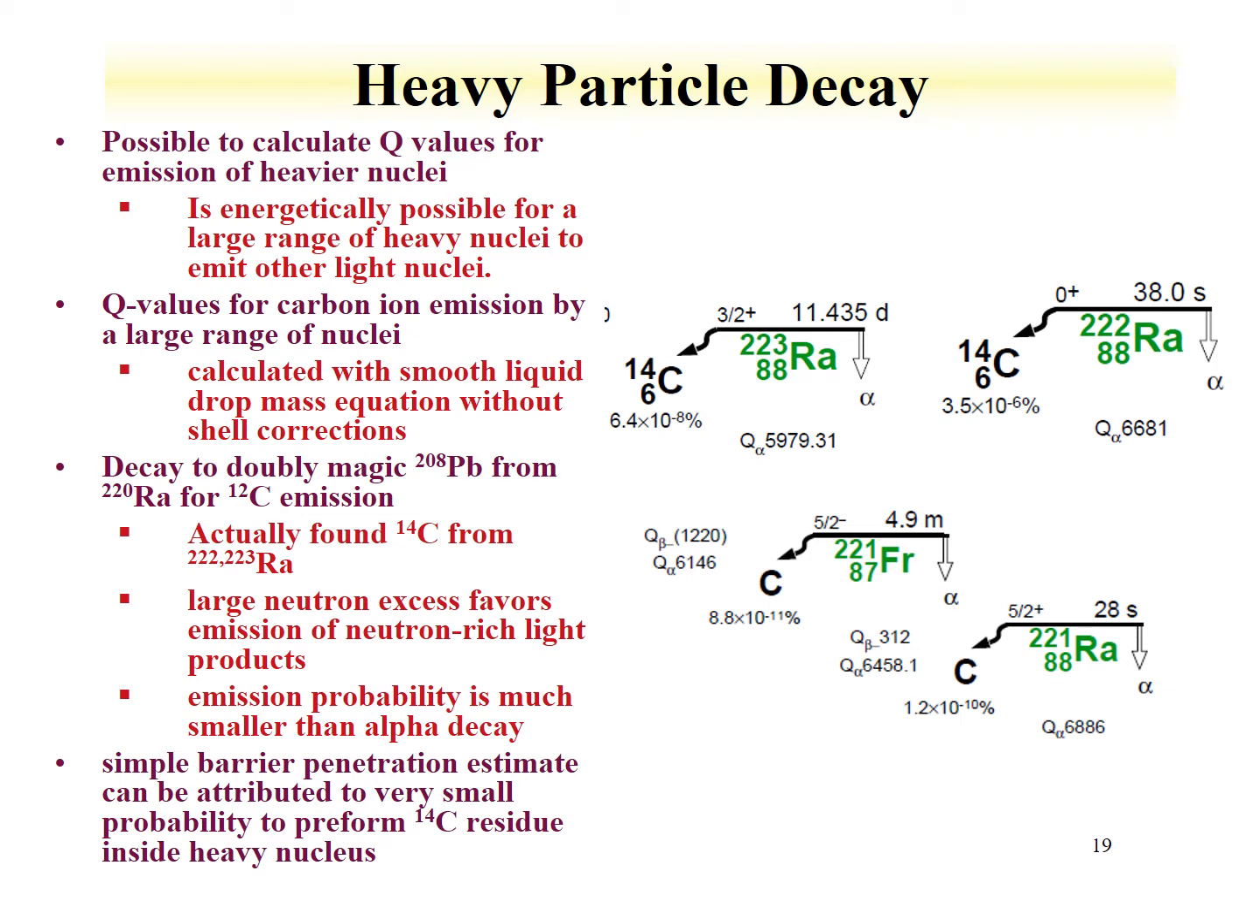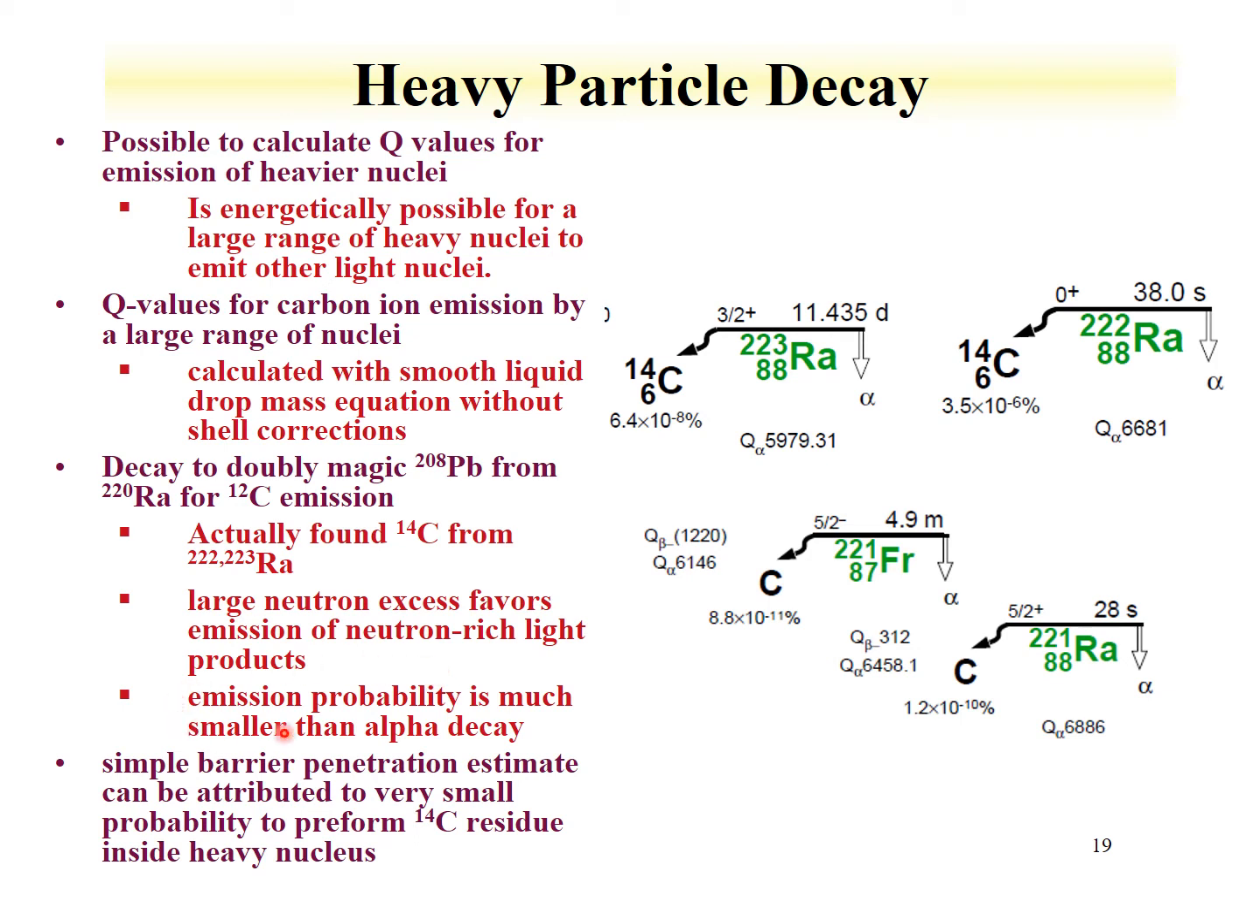And if you were to look at the radium isotopes, they could decay towards doubly magic lead-208 through a carbon-12 emission. Now, by inspection of the table of the isotopes, you can look at radium-222 and radium-223, and you'll see that there's a small branch of carbon-14 emission. The reason for that is that a bit of a neutron excess favors emission of neutron-rich light products.